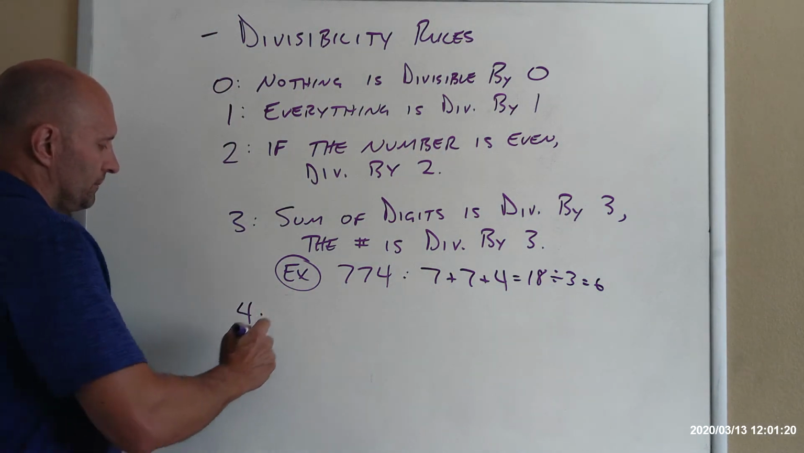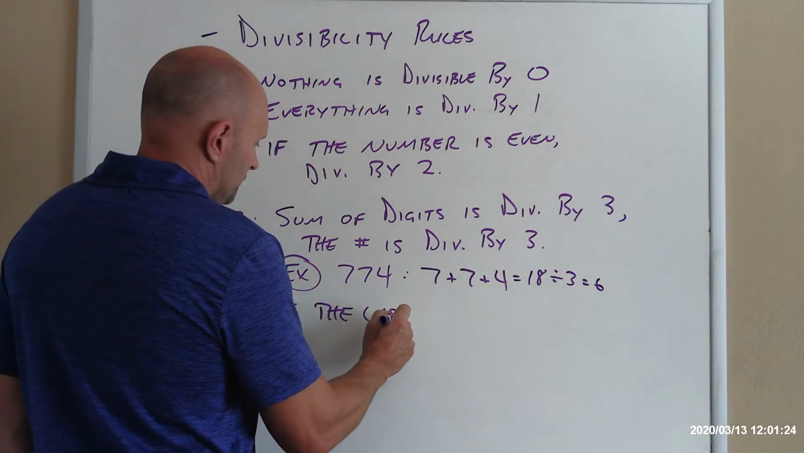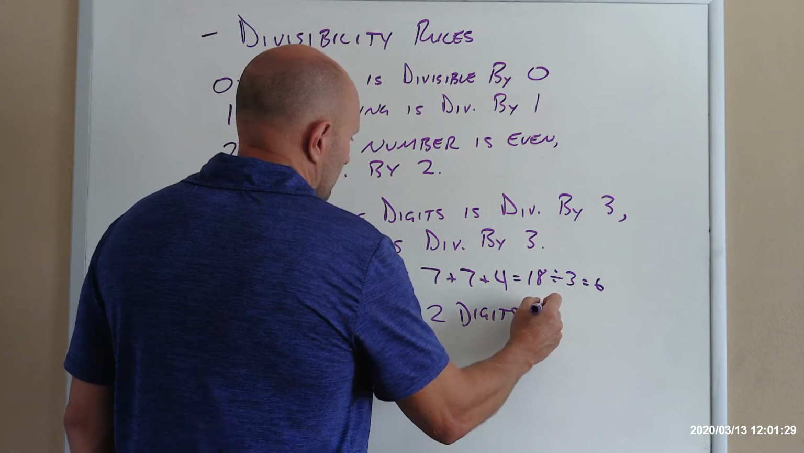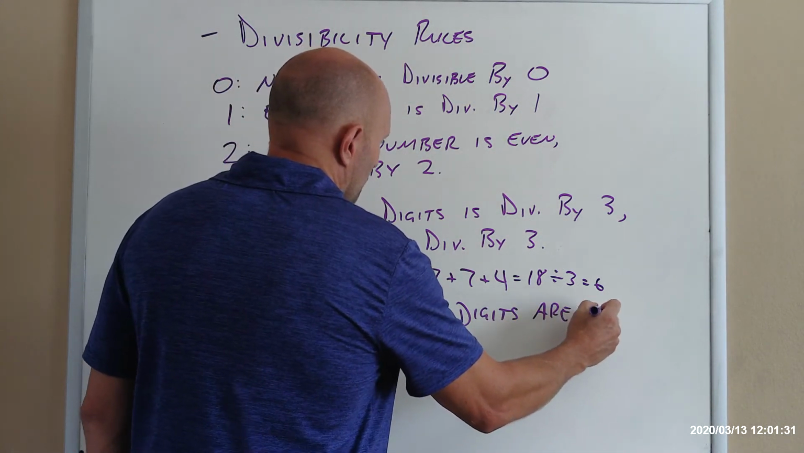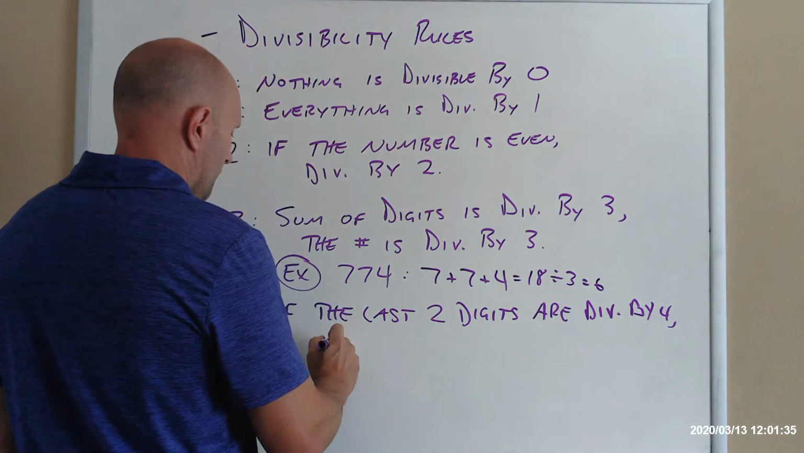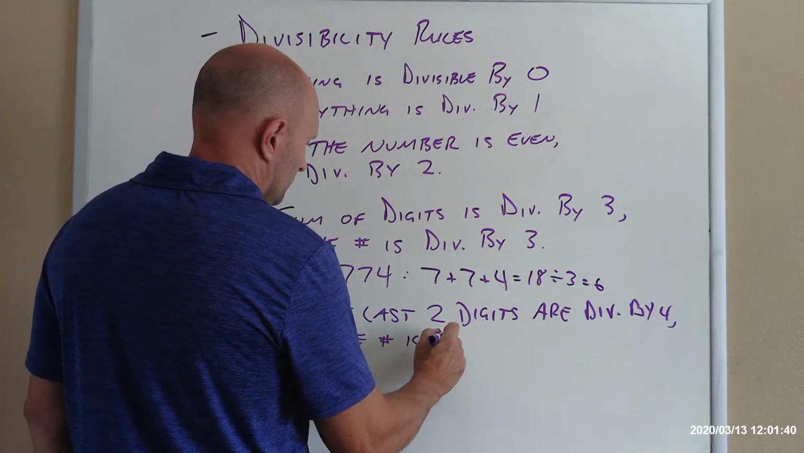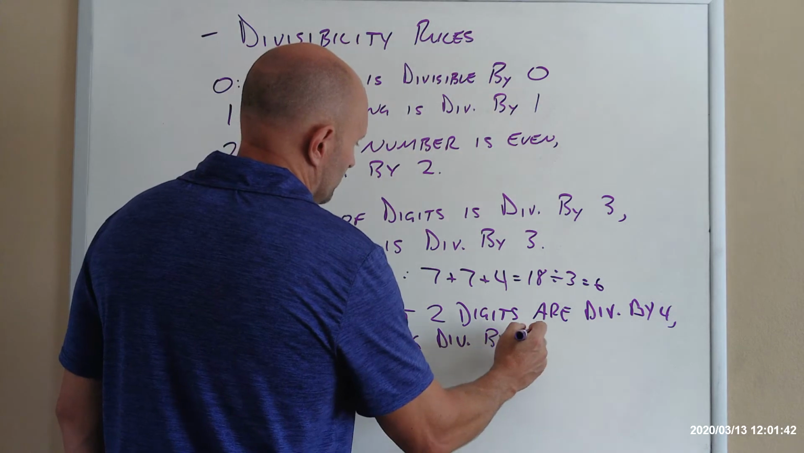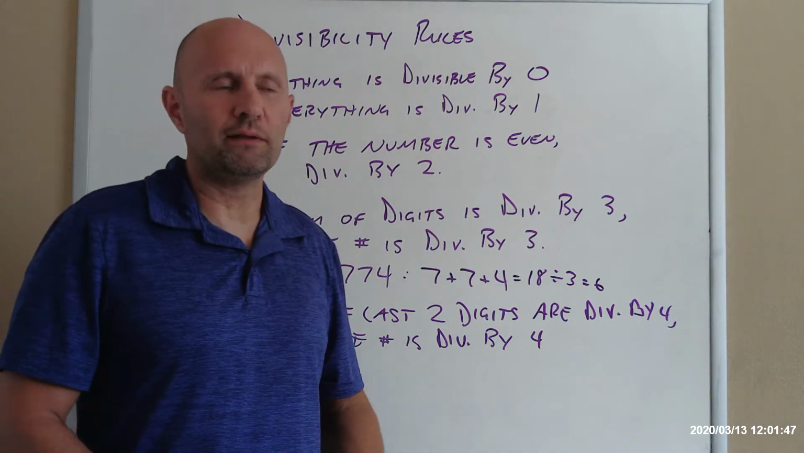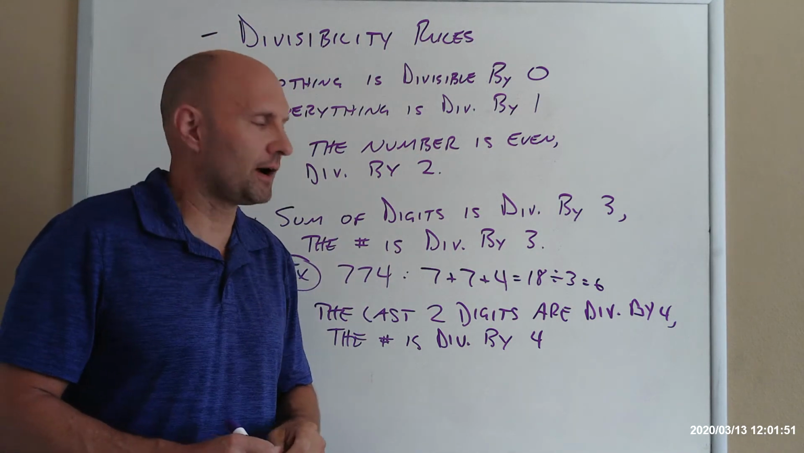And 4. If the last 2 digits are divisible by 4, then the number is divisible by 4. And again, as we're going through these videos, you guys have complete control on these. If I'm going a little bit fast and you want to pause, catch up on the writing, that's fine.